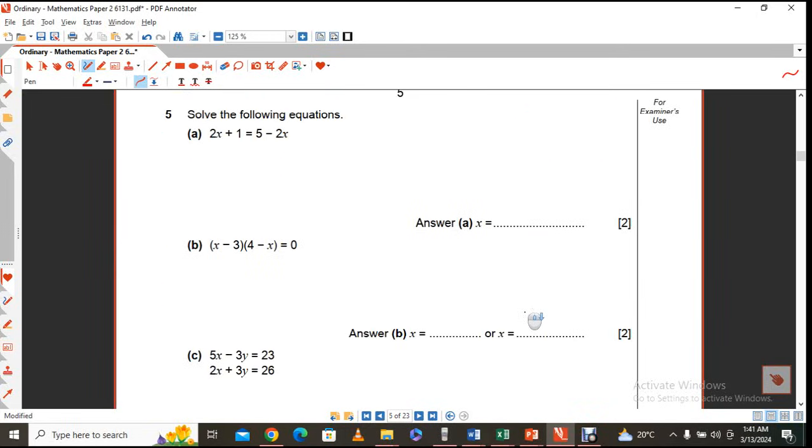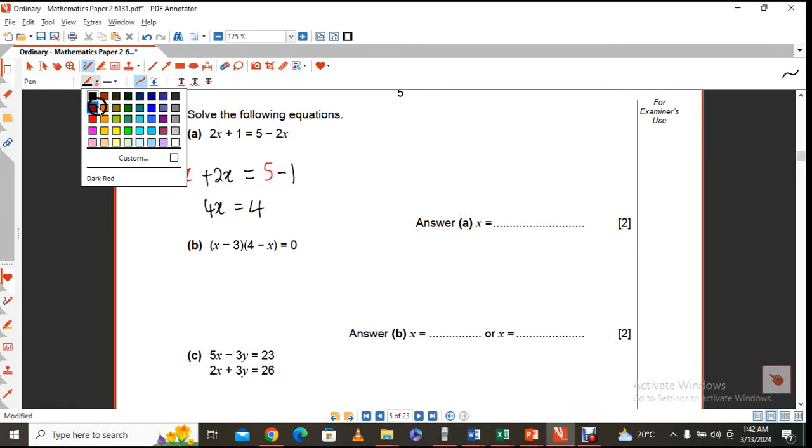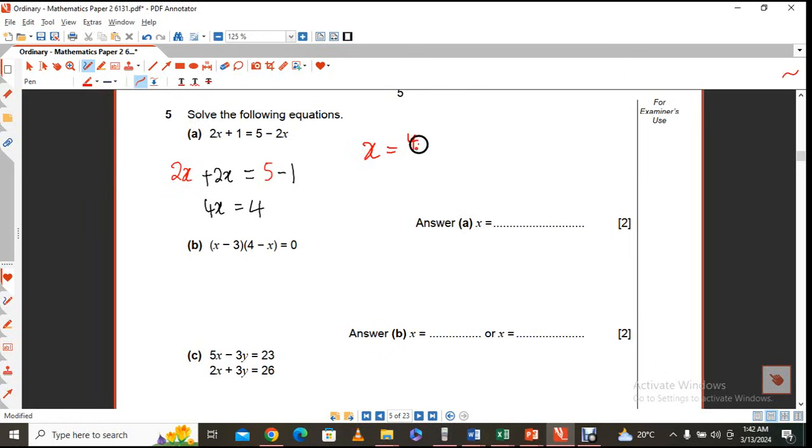Okay, let's move on. We have equations here, and question 5 is an example of a linear equation, so there's only one value of x. So you collect the like terms. This minus 2x, if you bring it over, becomes a plus 2x. And then you have a 5 there, but now your job is to carry that negative 1 over by that positive 1 by subtracting. So at the end of the day, you have 4x is equal to 4. So x should be 4 divided by 4, which is equal to 1.